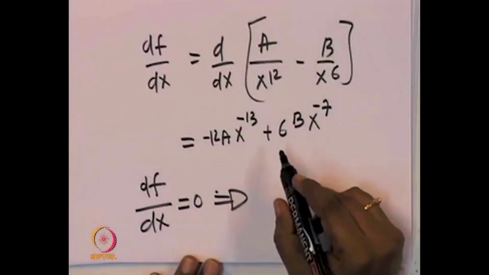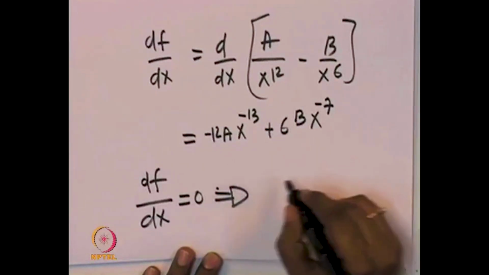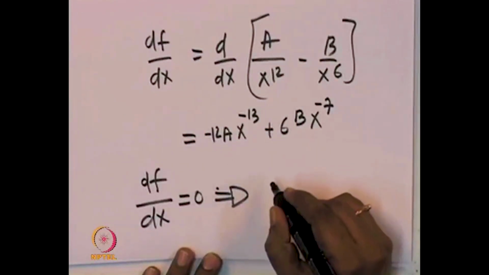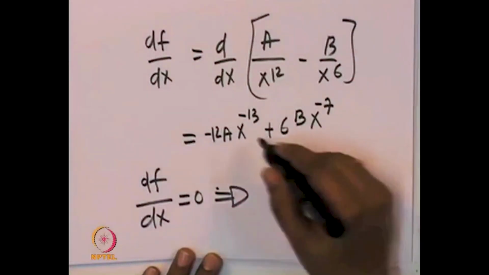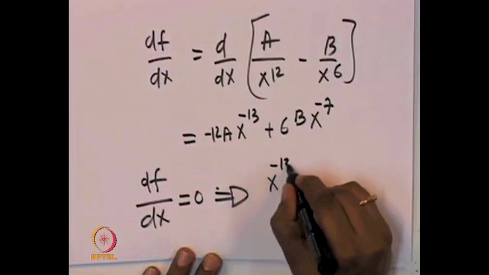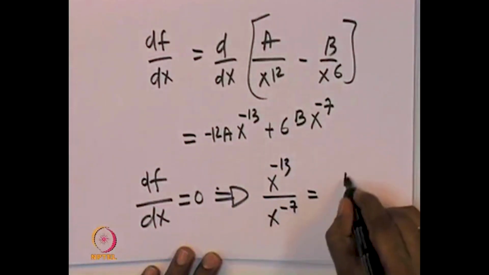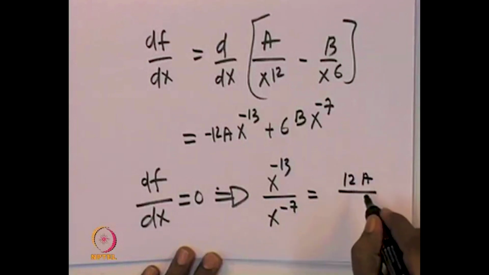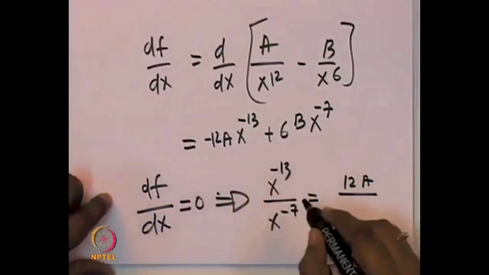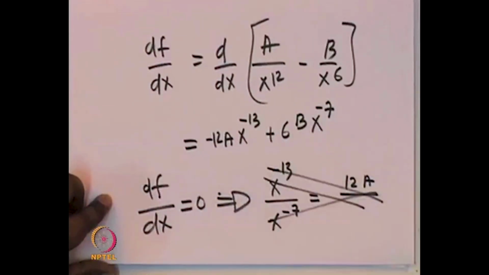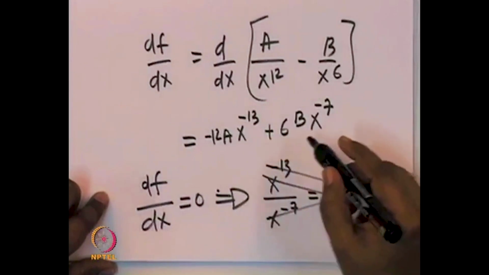So, this equal to 0 implies, again, what does this imply? This implies that x power minus 13 divided by x power minus 7 is equal to 12 a by... you should do this carefully. Let us do it carefully a little more. What we want is df by dx equal to 0, so let us equate this to 0.